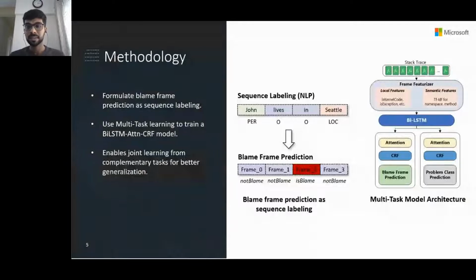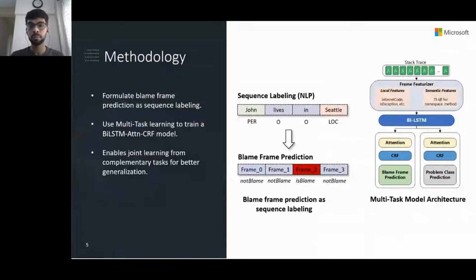Based on these insights, we also take some inspiration from natural language processing to formulate the problem of blame frame prediction as a sequence prediction task. So we basically perform sequence labeling on a stack. For more intuition on the design and why we chose this particular formulation, again, please refer to the paper. We then use a standard BiLSTM-CRF based model for this sequence labeling task.